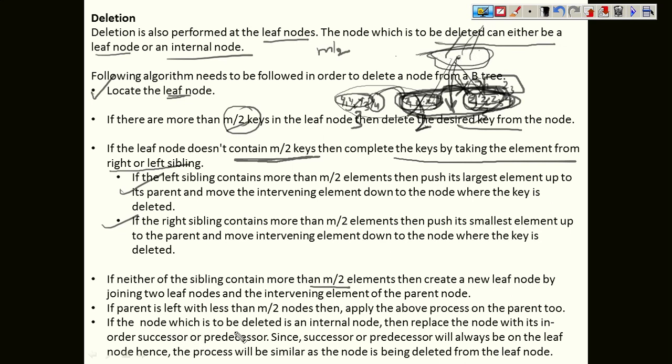If the node which is to be deleted is an internal node, then replace the node with its in-order successor or predecessor. Already we have discussed that whenever a node to be deleted has two children, the left child and the right child, then we have to look to the in-order successor or the in-order predecessor to handle this deletion. So here also we are going to follow the same thing as we discussed in binary search tree deletion. Since the successor or predecessor will always be on the leaf node, the process will be similar to the node being deleted from the leaf node.